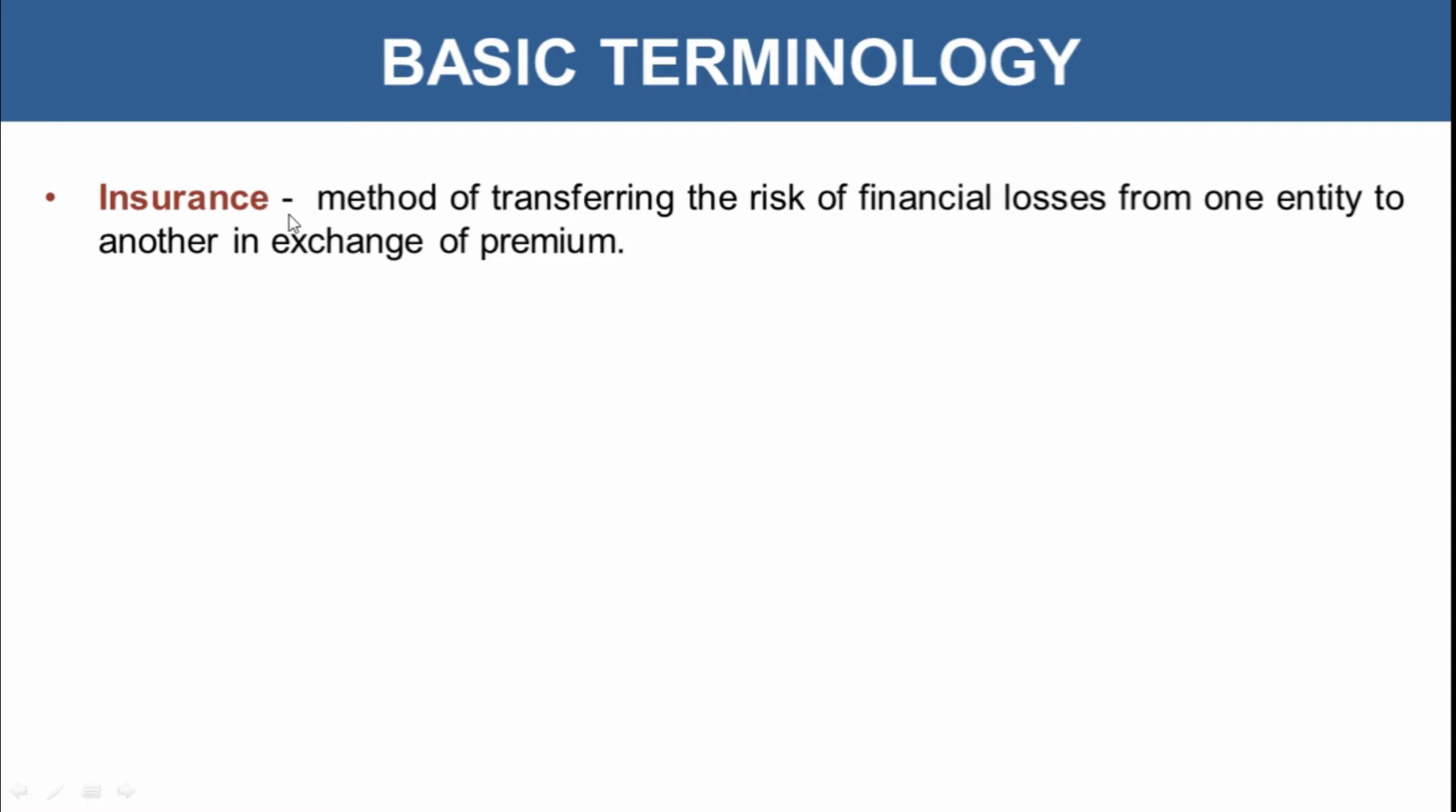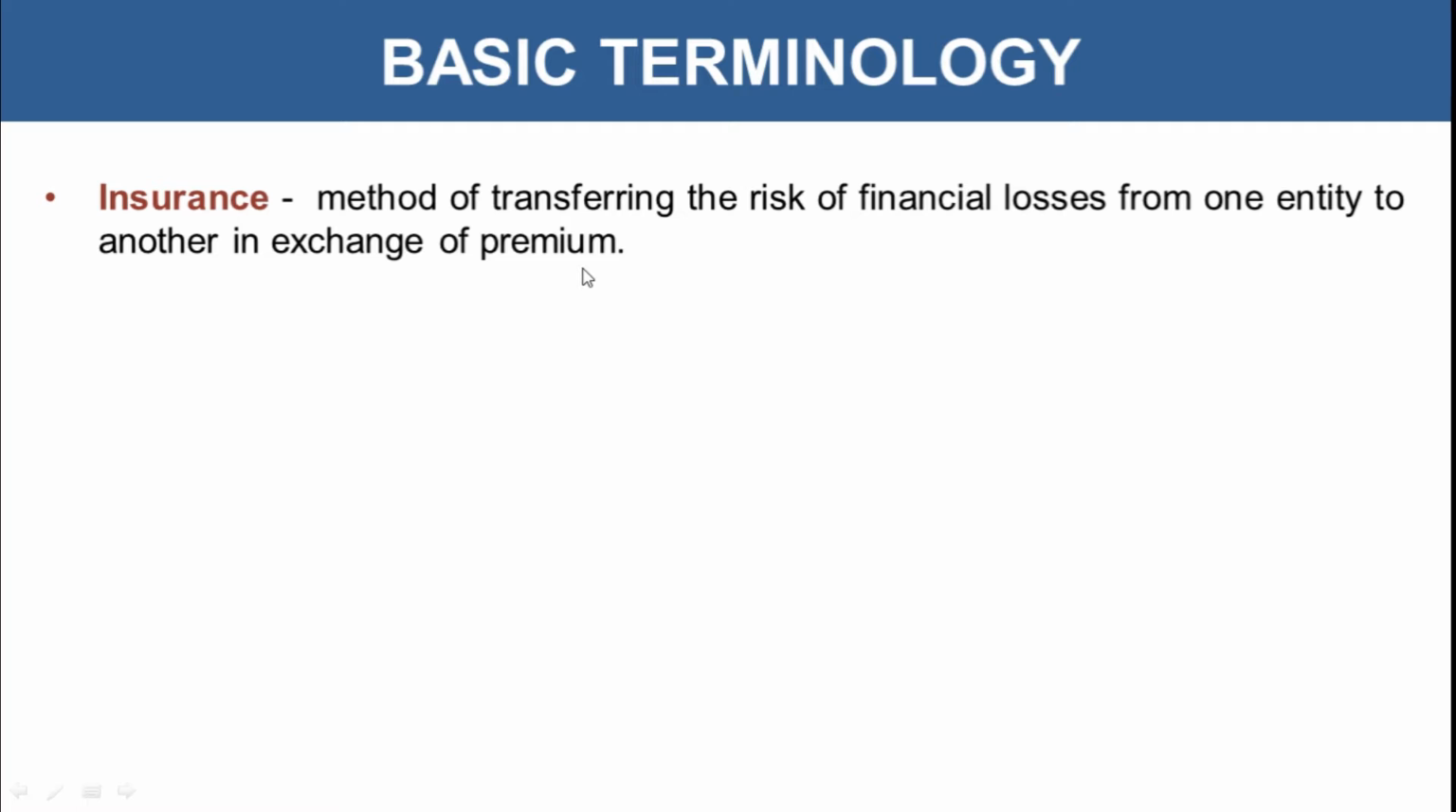So what exactly is insurance? It is a method of transferring the risk of financial losses from one entity to another in exchange for a premium. So whenever, as an individual, you are taking insurance from the insurance company, you would be paying some amount of premium to the insurance company. Now this premium is the charge which the insurance company is charging you because they would be providing you the coverage for any kind of uncertain loss that could happen in the future.